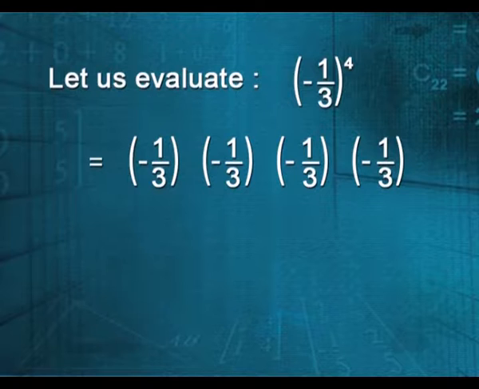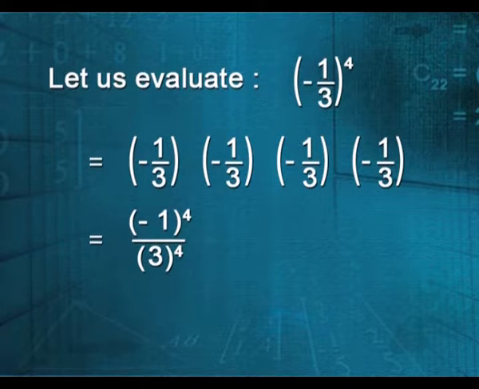That means, in the numerator you have minus 1 into minus 1 into minus 1 into minus 1, 4 times, and in the denominator it is 3 multiplied by 3 multiplied by 3 multiplied by 3, 4 times. Therefore, if you solve it, you will get 1 divided by 3 3s are 9, 3 9s are 27, 3 27s are 81. So, minus 1 by 3 raised to power 4 is equal to 1 upon 81.